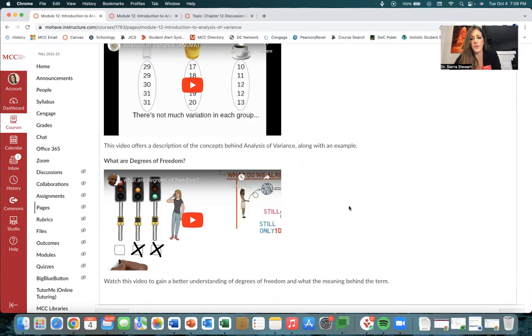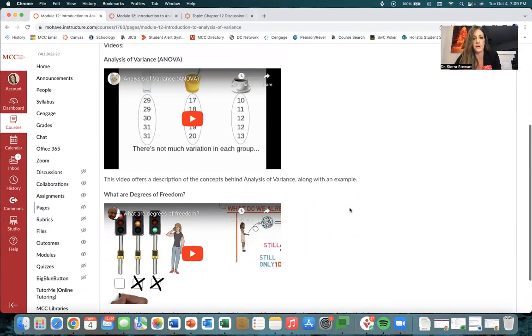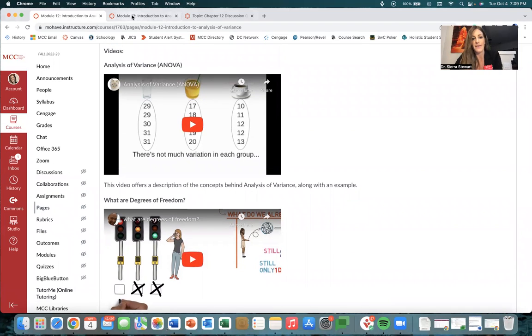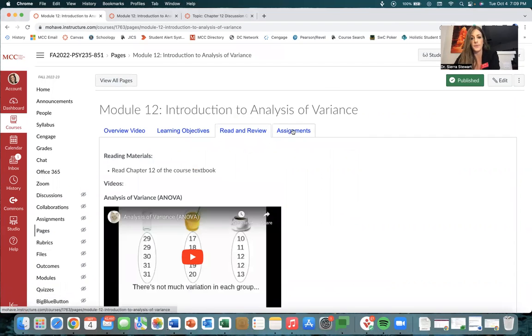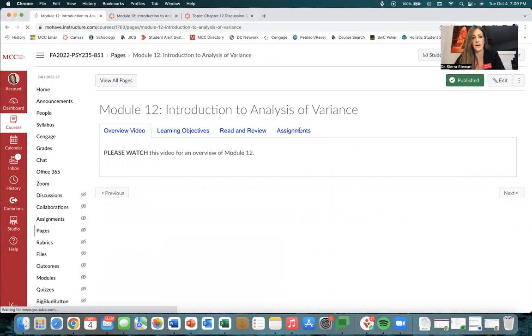What are degrees of freedom is the second video that we are examining. Degrees of freedom are the number of independent values that a statistical analysis can estimate. You could think of it as the number of values that are free to vary as you're estimating the parameters in the test. Watch this video to have a better understanding of degrees of freedom and how they're used with ANOVAs, and that's going to help you with your assignments right here.